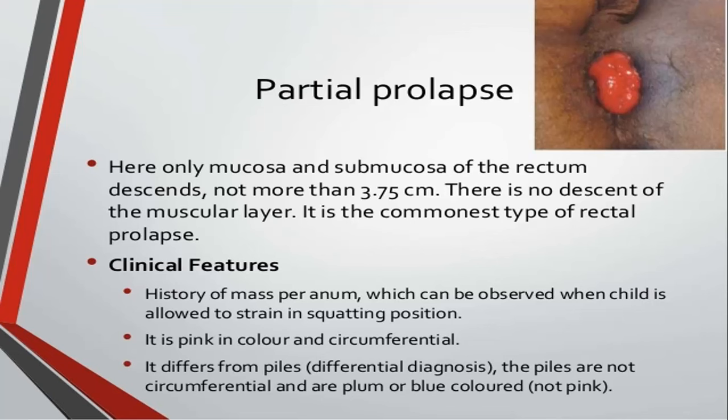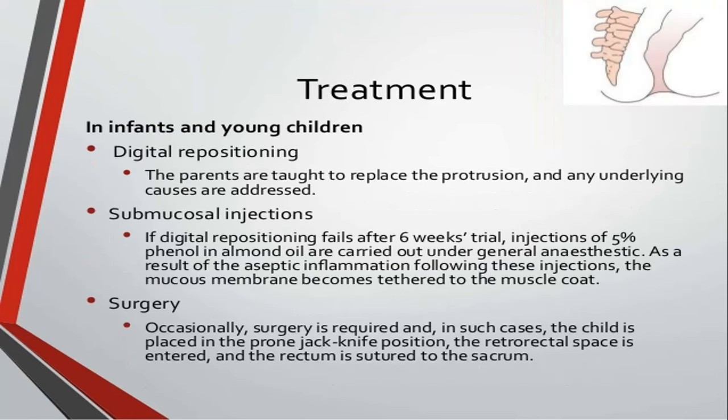In partial prolapse, the size should be less than 4 centimeters, less than two finger breadths, and pinkish in color. You can differentiate this from hemorrhoids, which can be the same size, but hemorrhoids are not circumferential. The partial prolapse is circumferential, while hemorrhoids come in radially. Hemorrhoids are basically pulp, blue in color, while prolapse is pinkish.